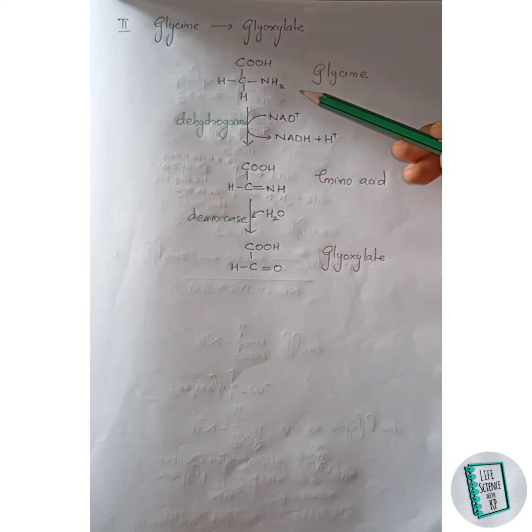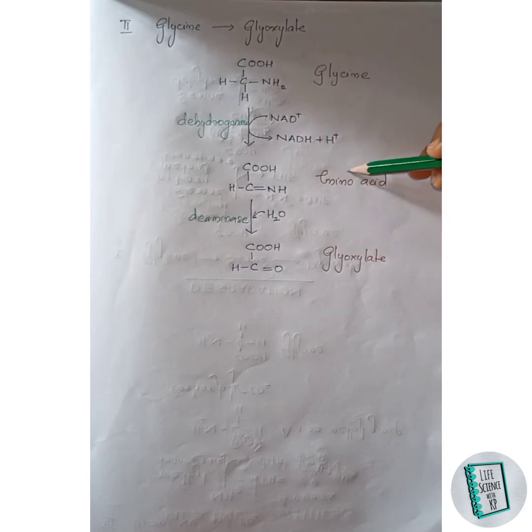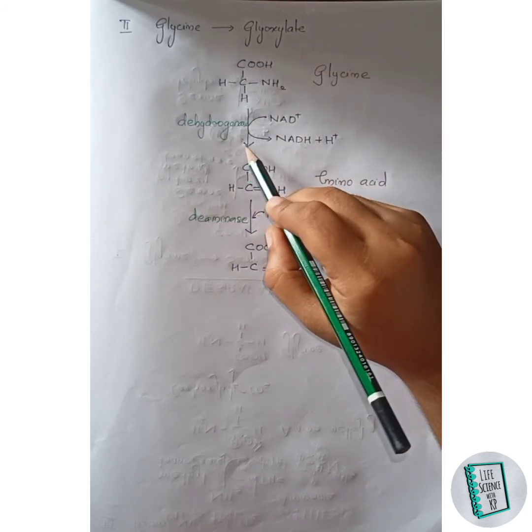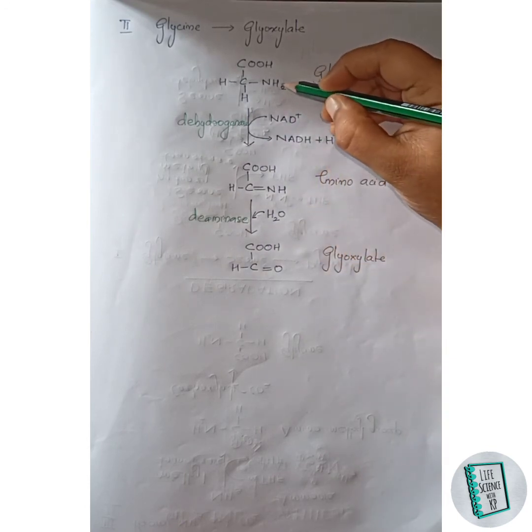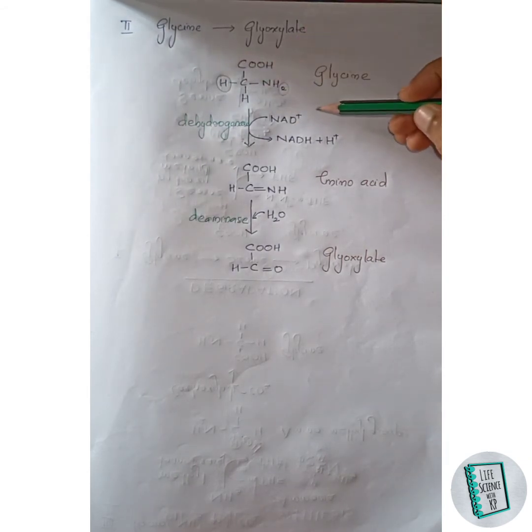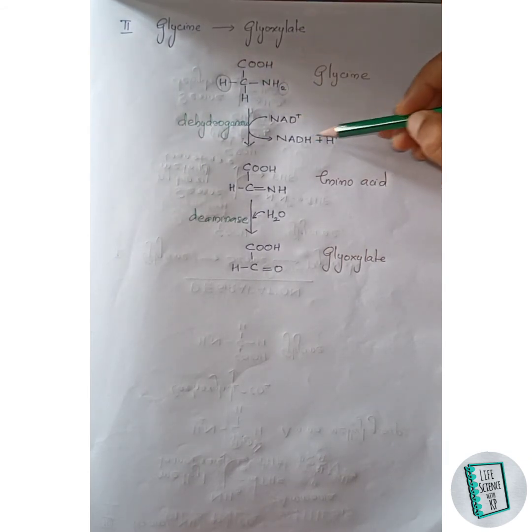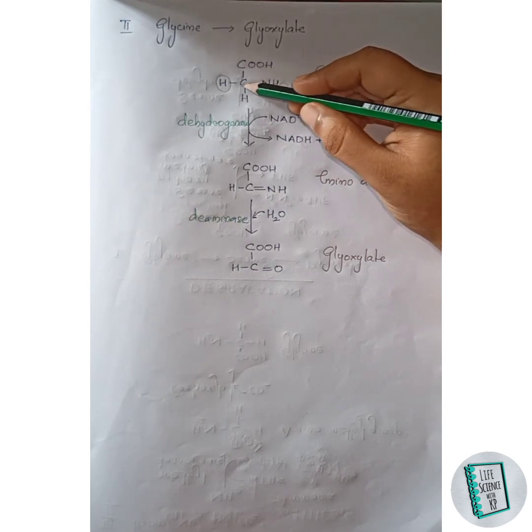Now the second pathway for the degradation of glycine, where glycine gets converted to glyoxylate. Here this is the glycine molecule, and in the first step this glycine gets converted to an imino acid in the presence of dehydrogenase enzyme, where the removal of two hydrogen atoms takes place. One of the hydrogens from this NH2 and this hydrogen get removed with NAD plus as NADH2. Then the remaining NH forms a double bond with this carbon and forms this imino acid.